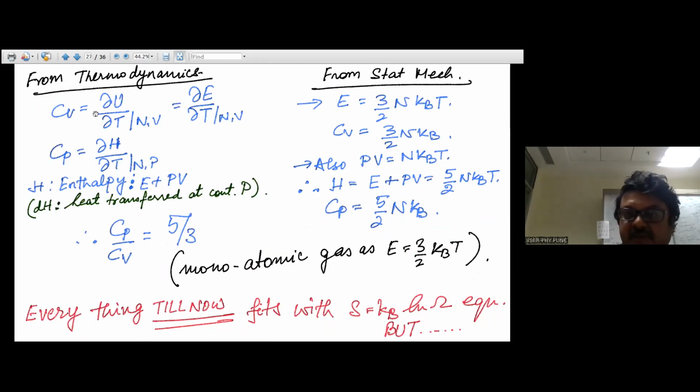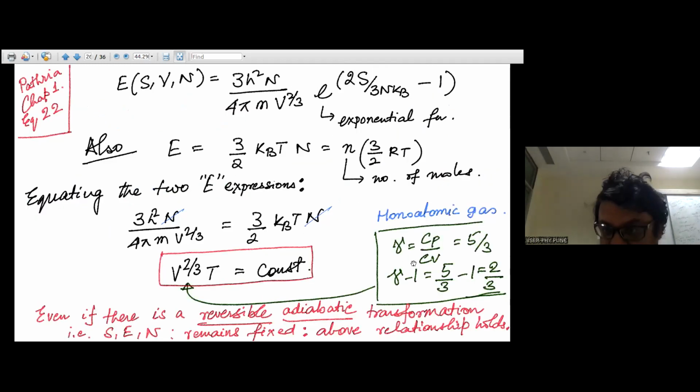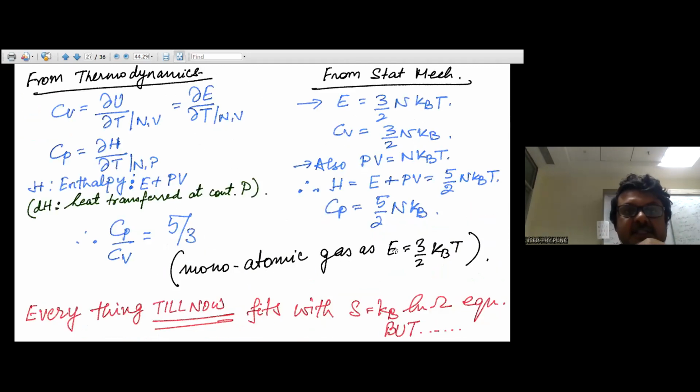The other thing is, let's discuss this relationship also. This was a thermodynamic relationship, right? So can we get it from StatMech? That's the question we are asking. From thermodynamics, you know that Cv equals del U del T at constant N and V, which is basically the change of energy with temperature at constant N and V.